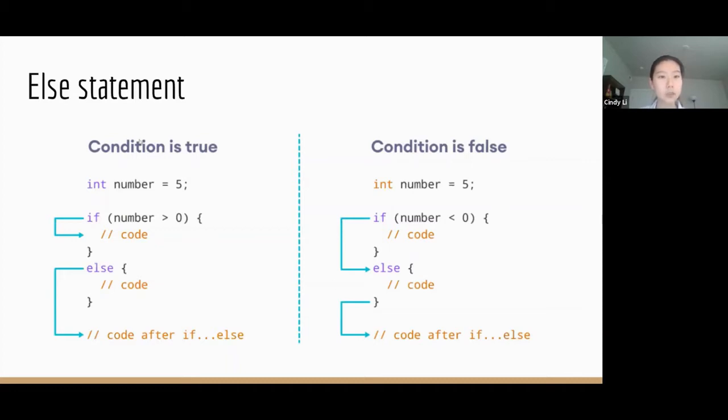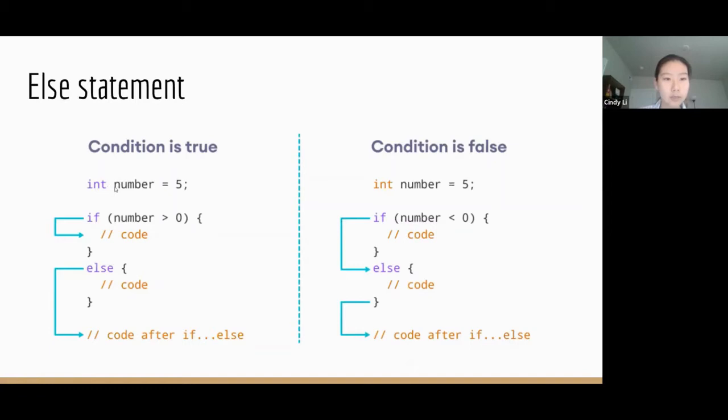If the condition is true, we execute the code in if. If the condition is false, we execute the code in else, and then we move on. Okay, so let's do it in the computer's sense. Let's go through it one more time.